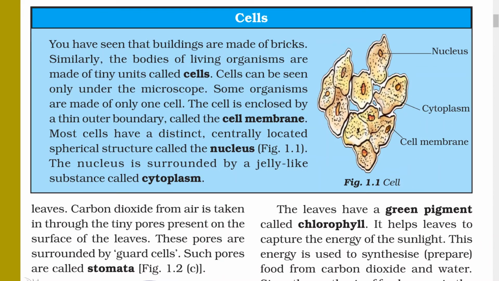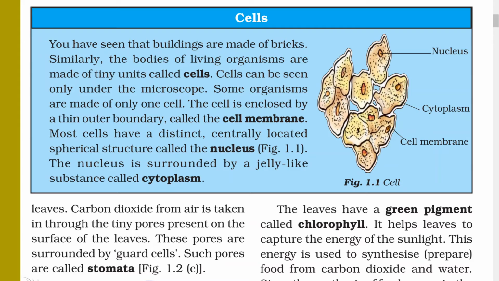So now we will see how the nutrients in food are absorbed by the living organisms. It may be plants, animals or even humans. We will understand how the nutrients which are present in the food are absorbed by the cells. You must have seen buildings are made of bricks, right? And a book is made of pages. And a classroom is made of students, right?